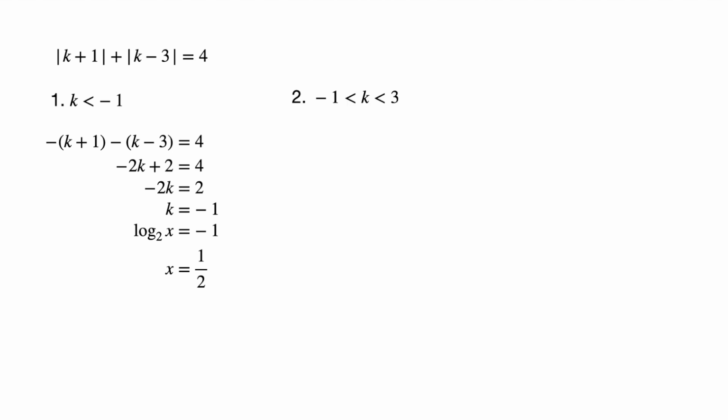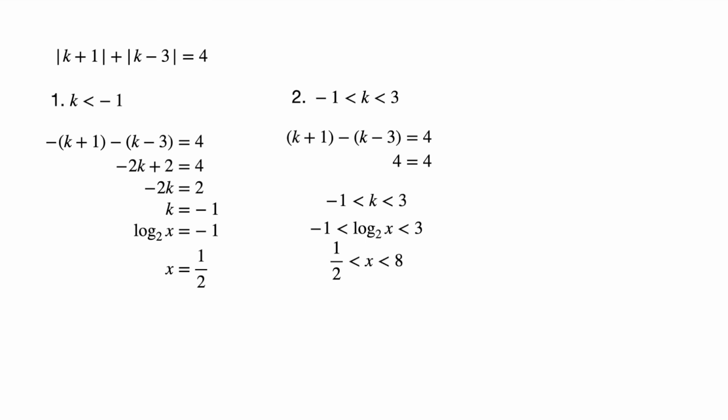And on to case 2, where k is between negative 1 and 3. In this case, k plus 1 would be positive, so no negative sign needed. But k minus 3 would be negative, so you need to put a negative sign. Solving for it, you actually get 4 equals 4, which is a true statement. What this means is that all values of k within this interval will make the expression true. So again, we substitute for what k equals, and solving for x, we get that x is between 1/2 and 8.